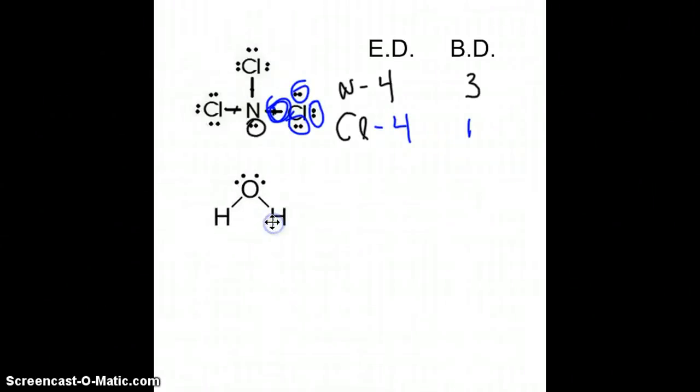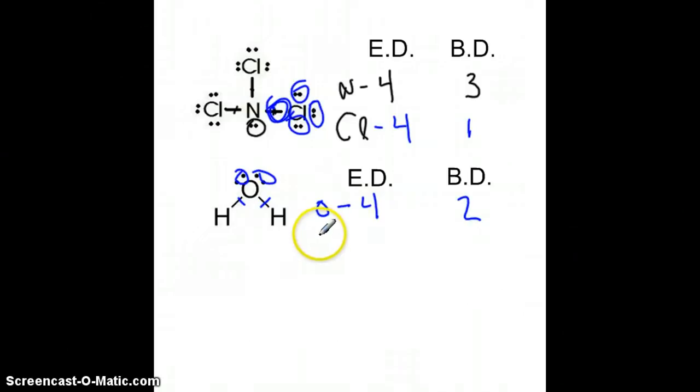Here's water. So how many electron domains and bonding domains does water have? Okay, well, in terms of electron domains, oxygen has 4 electron domains. 1, 2, 3, 4. Bonding domains, it has 2. There's only 2 places with bonds around it. Hydrogen, because hydrogen is so special, will only ever have 1 electron domain and 1 bonding domain.